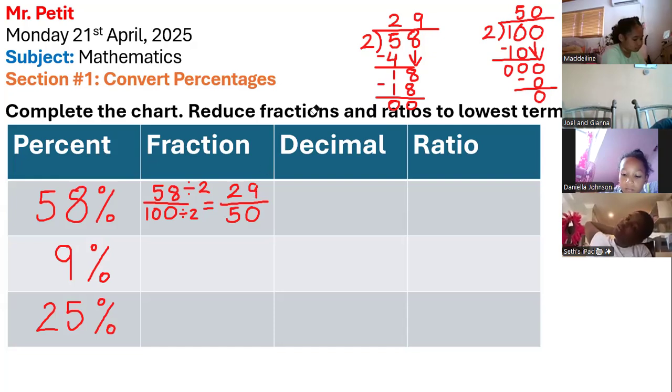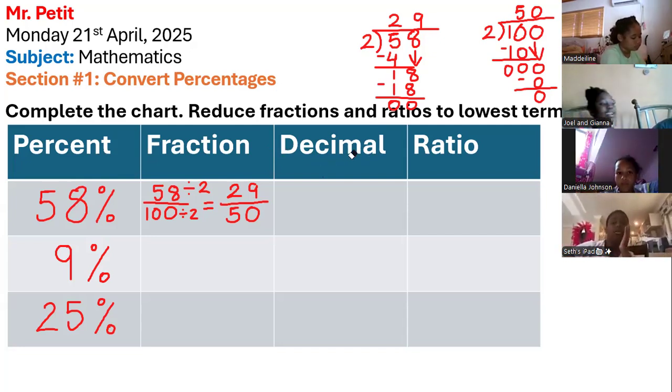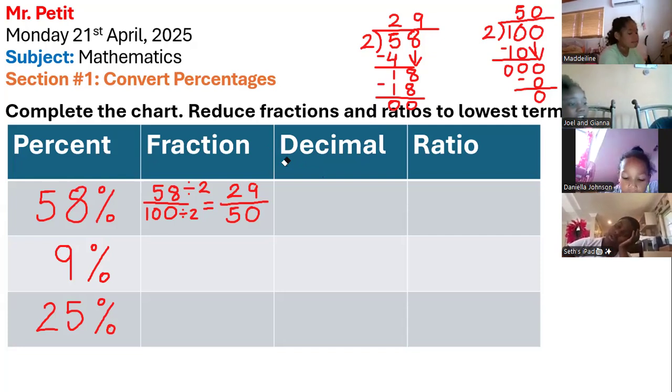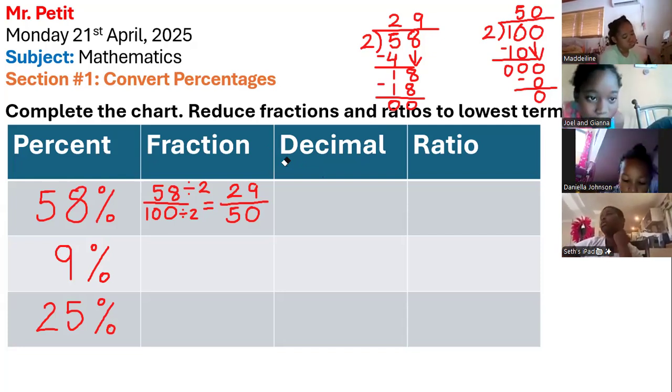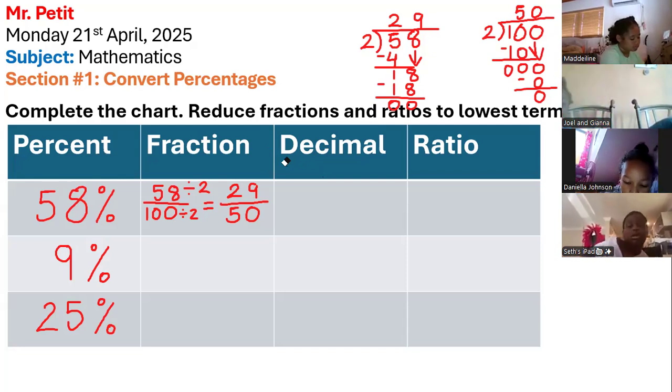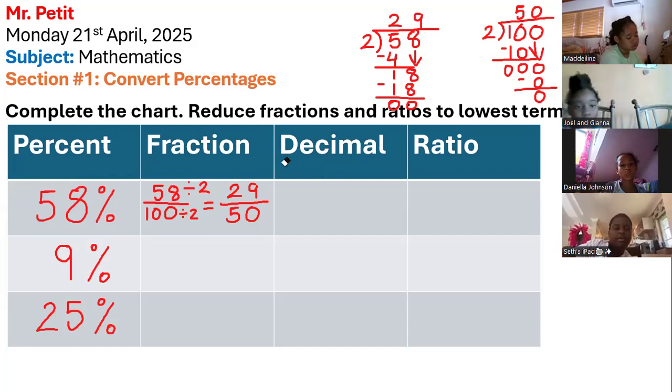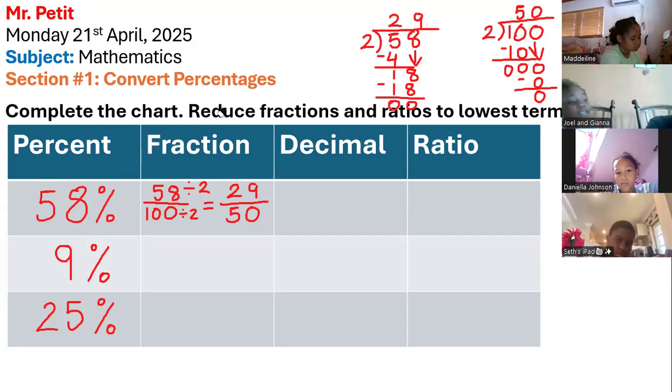Thank you. Next, we have to take 58% and change it into a decimal. So how are we gonna do that? 5.8. Say it again. No. 0.058. Say it again, Seth. 0.058. Very good. It's gonna be 0.58.